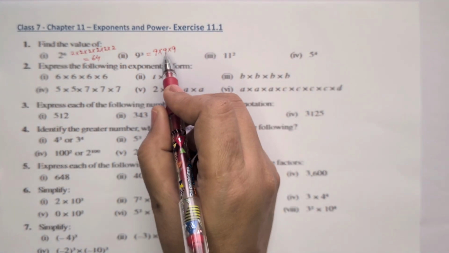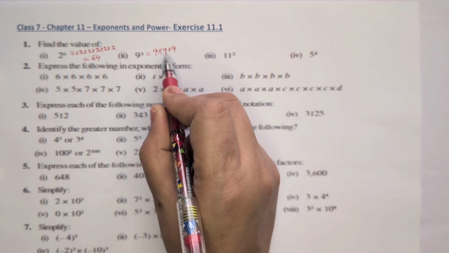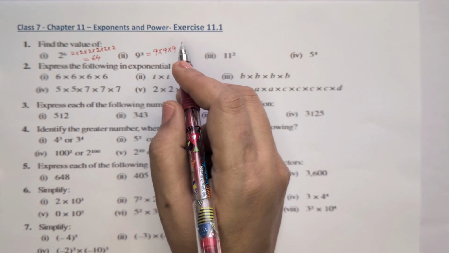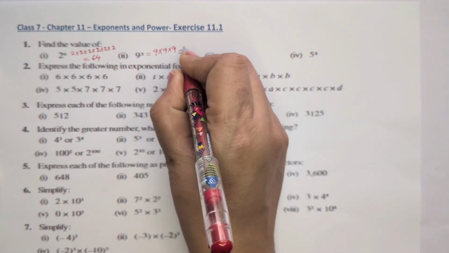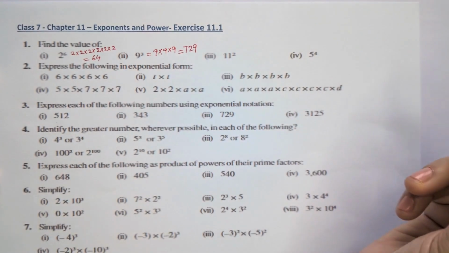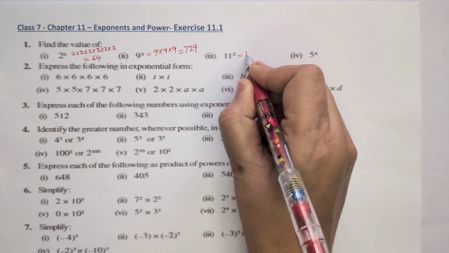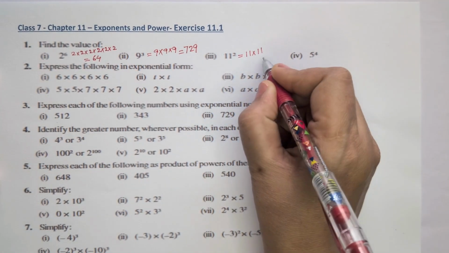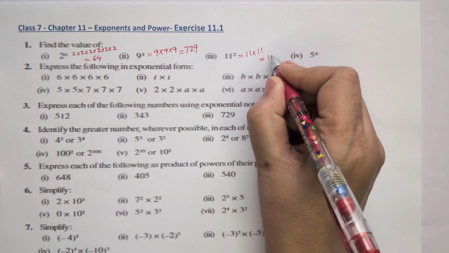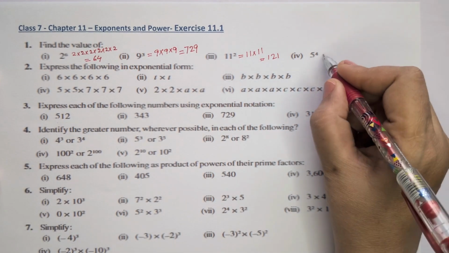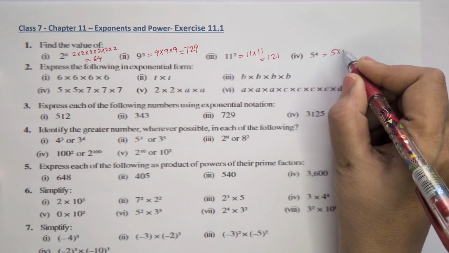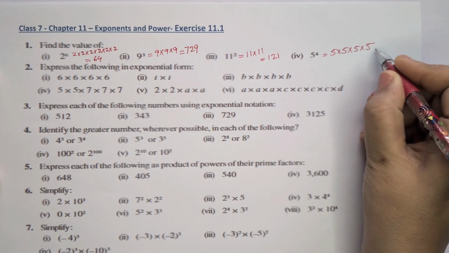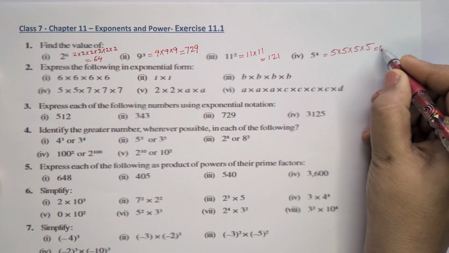9 cube. 9 into 9 into 9. 9 into 9 is 81. That again into 9, we will get 729. So we can write 729. 11 square is the same as 11, the power is 2, so 11 into 11, two times, which is equal to 121. 5 raised to 4: four times we have to multiply 5, which is equal to 625.